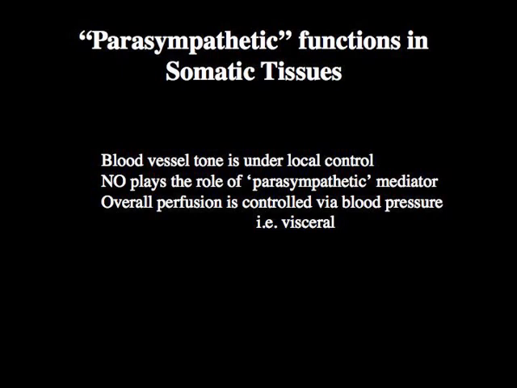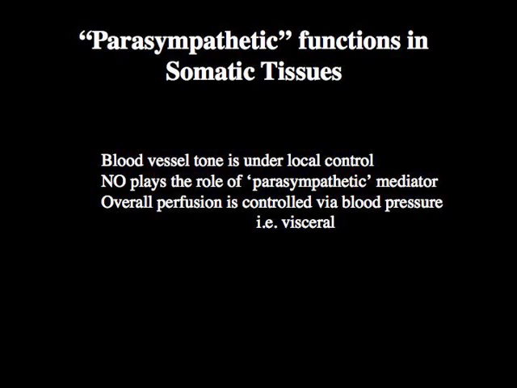Parasympathetic function in somatic tissues. Parasympathetic there in very heavy inverted commas, because this function that I'm talking about now is not part of the parasympathetic system. Blood vessel tone is under local control, and nitric oxide plays the role of the parasympathetic mediator in that network. It's responsible for controlling the tone of those blood vessels in response to an awful lot of things going on at local level.